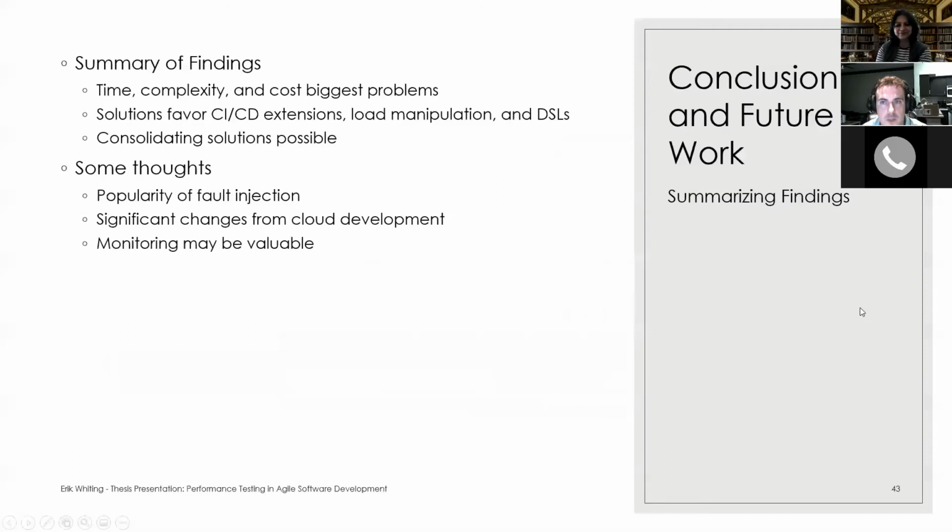Okay, so conclusion and future work. So to summarize the findings, again, time, complexity, and cost were the biggest problems that we found in the literature review. Most of the solutions are DSLs, load manipulation, and CI/CD, usually all together, and consolidating the solutions as possible.